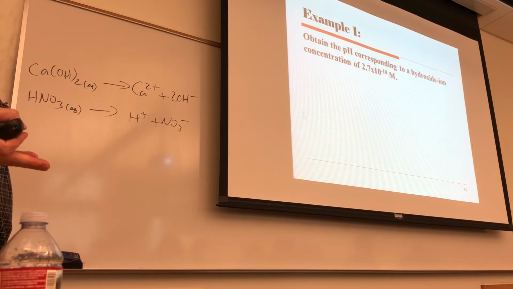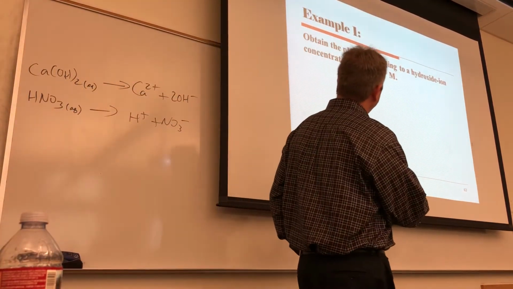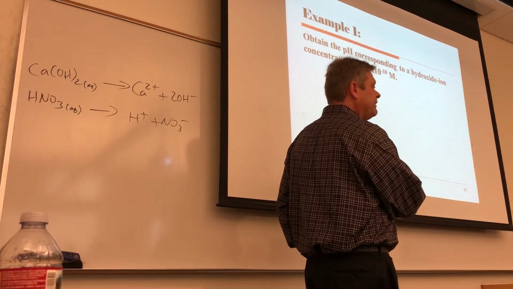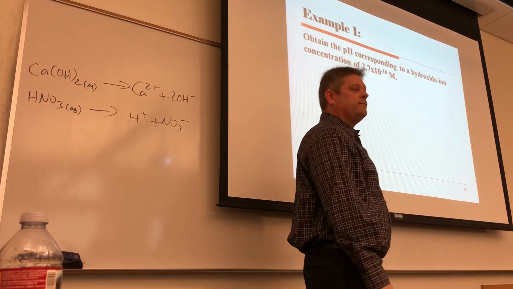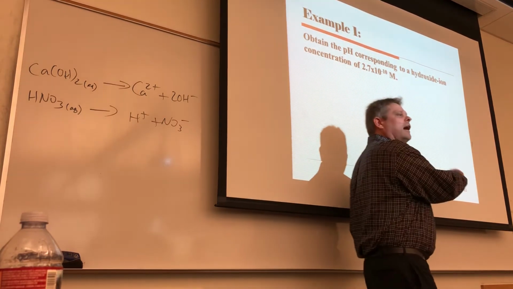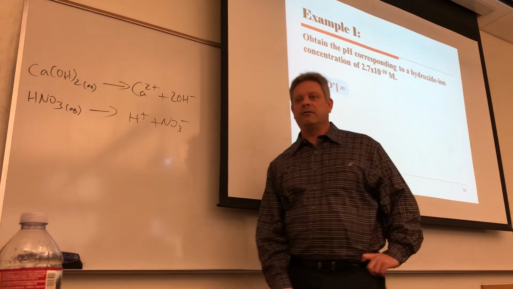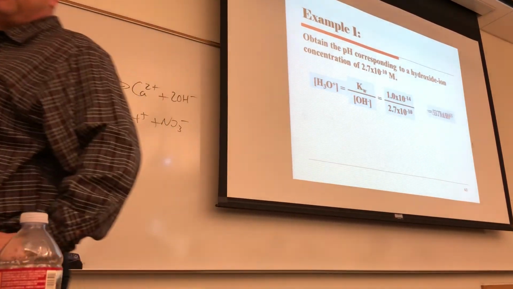Negative log of the H3O concentration. So it doesn't matter which way you do it. I'm assuming they're going to go here, but if I convert this to the hydronium concentration, it's just the Kw divided by that. That gives me the hydronium concentration. Then I say negative log of that concentration, that's the pH. Okay. So let's go ahead and do that.